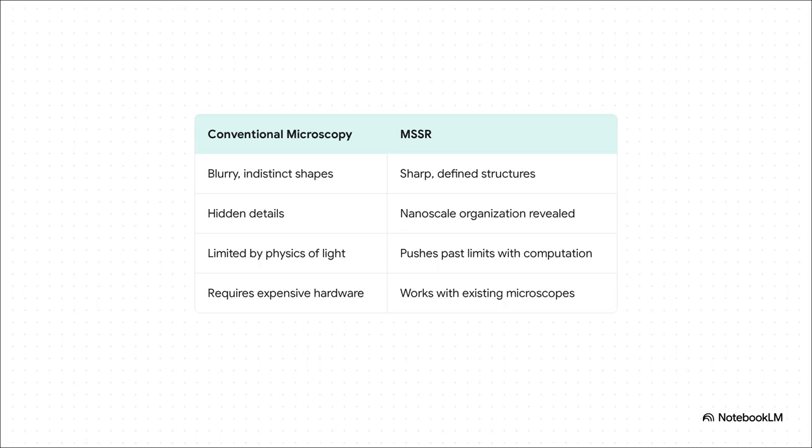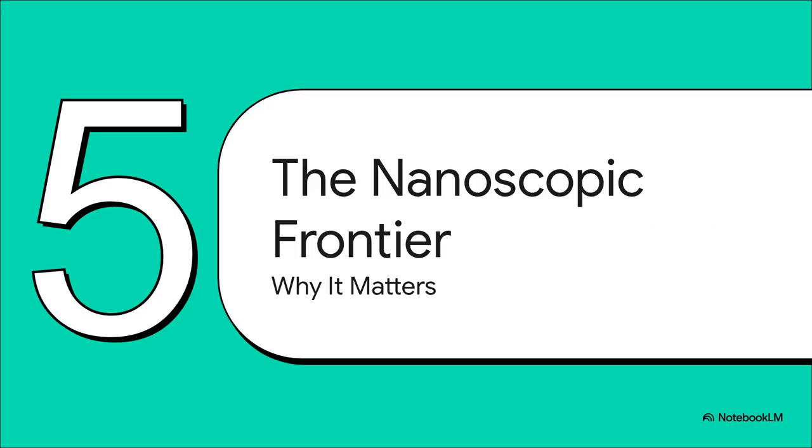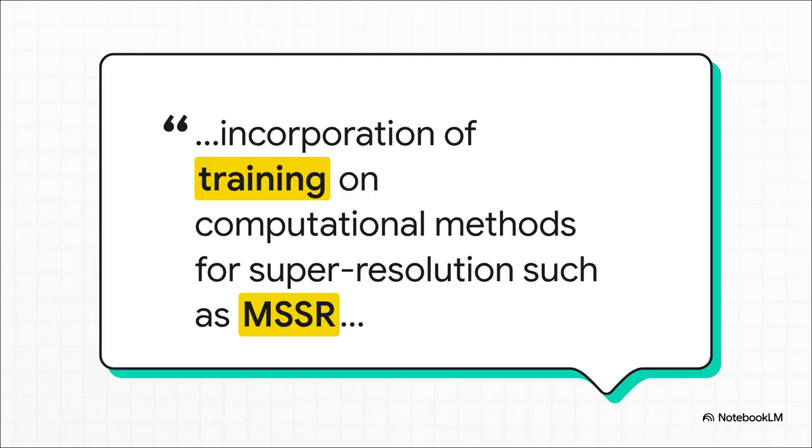So look, being able to see smaller things is obviously cool, but what does it actually mean for science? And, for us, why does hacking this physical limit matter so much? Well, for one, it's already making huge waves. This isn't just some obscure algorithm stuck in a research paper. As this quote from researchers at Northwestern shows, major institutions are already incorporating MSSR into how they train scientists. It's becoming a standard part of the toolkit for modern biology.